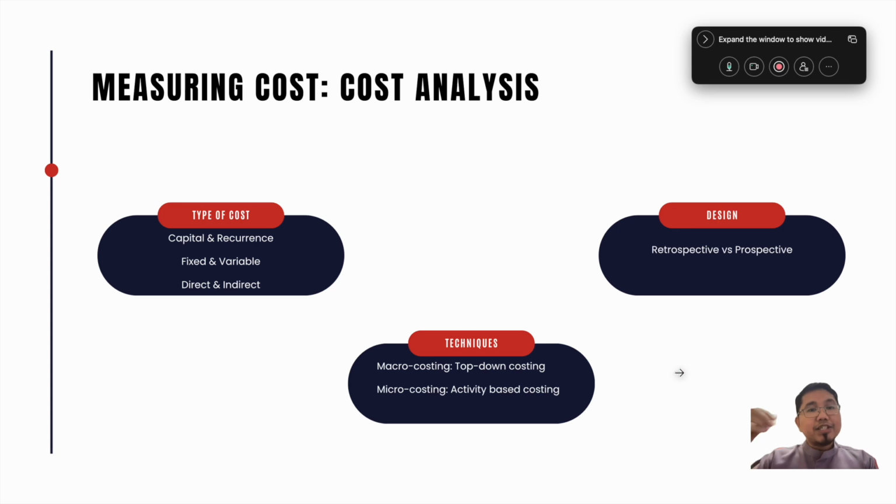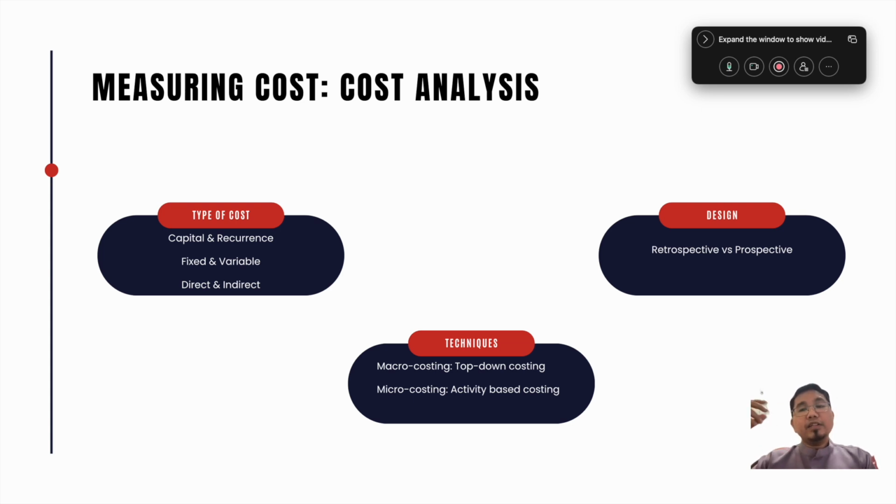Okay, first is measuring cost, I mean the cost analysis. During this stage, you should cover the type of cost. Either you choose capital, recurrent, fixed, variable, direct, indirect. Okay, and then you should cover also the techniques. Either you choose macro costing, which is the top down costing, or micro costing, activity based costing, or you can also mix both techniques.